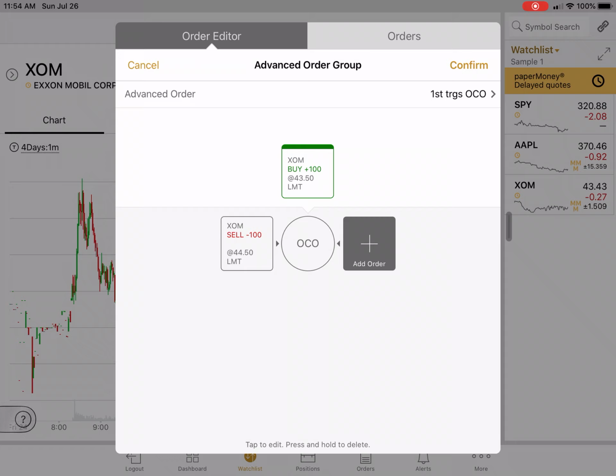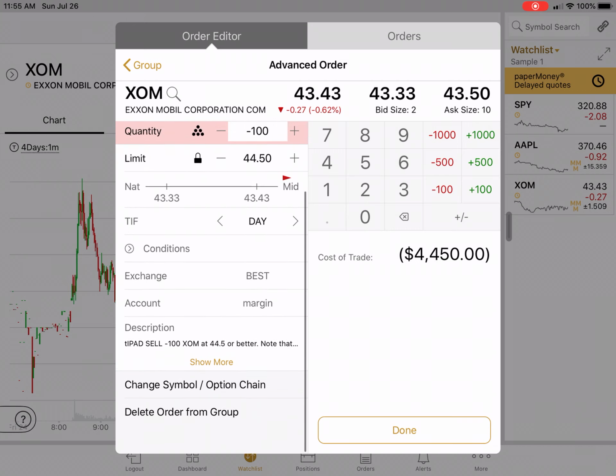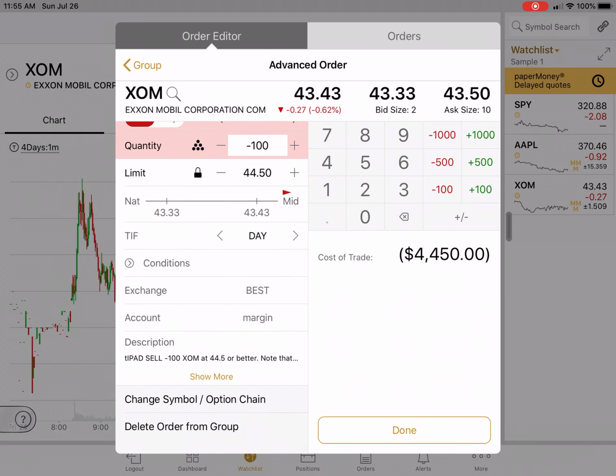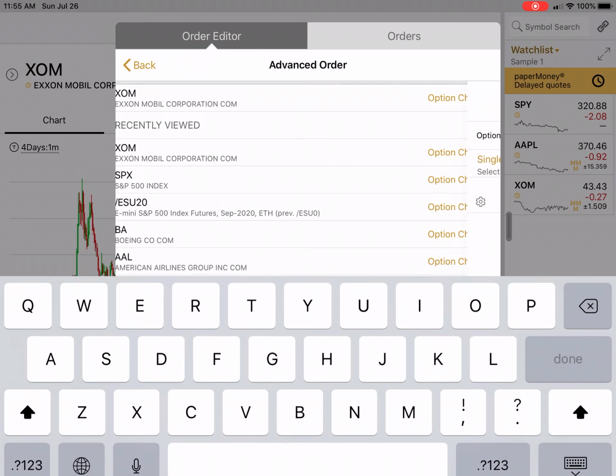Now notice that it actually has a sell order automatically created for me, but that's not what I want. So what I will do is I'm going to tap on that. Now this is the second step of the order. Our initial order is to buy 100 shares of Exxon, and now the second one is suggesting that we should sell that as our second order, but that's not what we want to do. We want to buy Exxon and write a call option against it. I will go down a little bit more, and at the bottom left hand side you see change symbol / option chain. I'm going to tap on option chain, and at the top I see Exxon option chain.